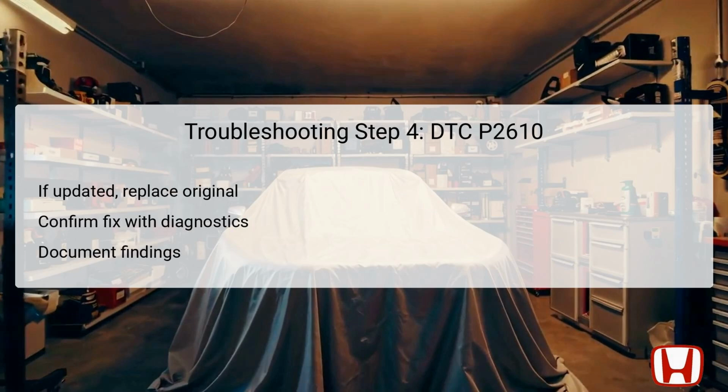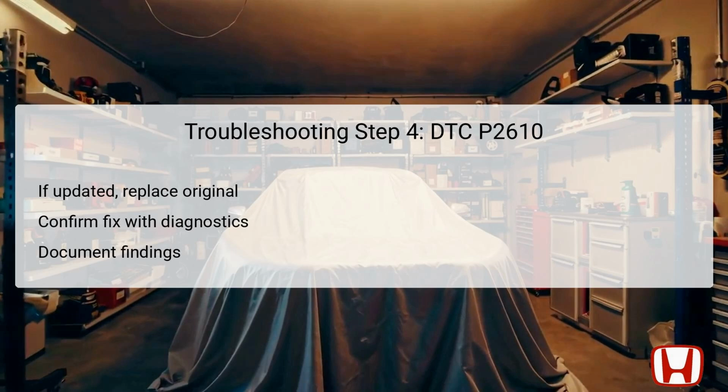If you find that the ECM PCM was updated or substituted and DTC P2610 is cleared, this indicates that the troubleshooting is complete. In the event that the original ECM PCM was found to be faulty, you should replace it with a new or refurbished unit.